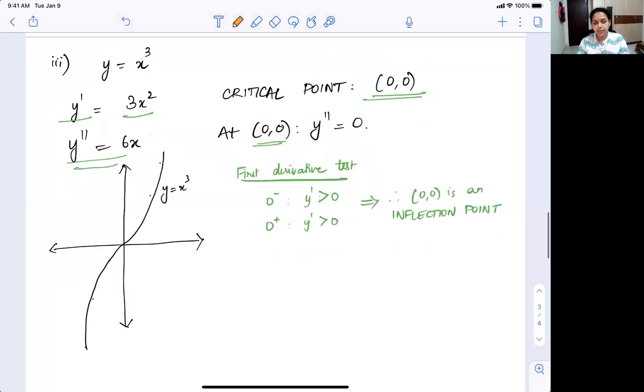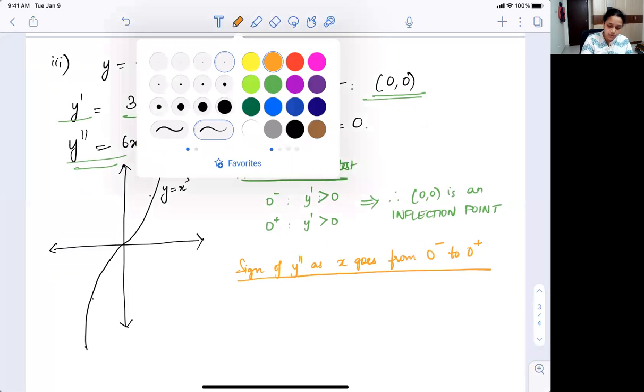Now, I want you to do something extra here. I want you to look at the sign of y double prime as we go from the area to the left of 0 to right of 0. Now, I'm not asking you to look at the sign of y prime, but I'm asking you to look at the sign of y double prime. So sign of y double prime as x goes from 0 minus to 0 plus. Let's use this color.